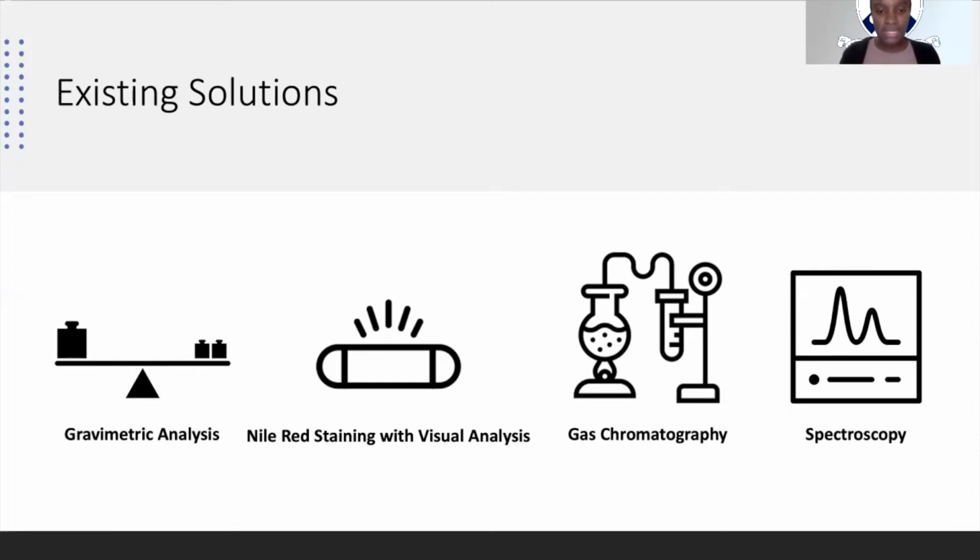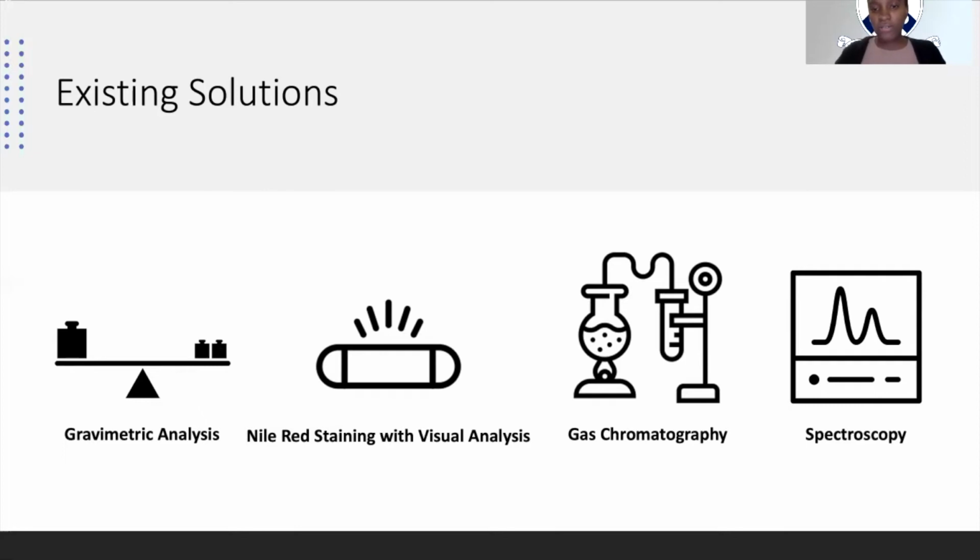The Nile red staining visual analysis method involves using a red dye. This one is particularly useful in that it will distinguish between the microplastics and organic material, but you would still have to visually, individually count which microplastics have been dyed and then record them.